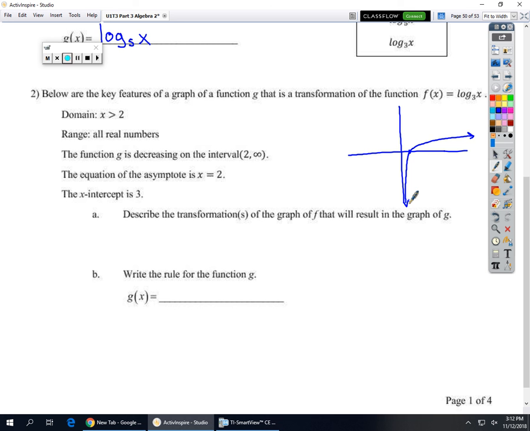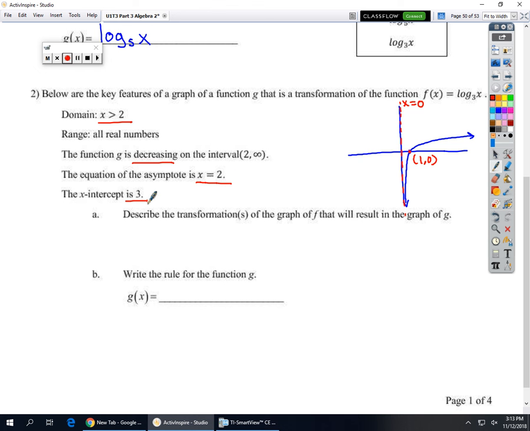So log typically has an asymptote at x equals 0. It has an x-intercept at the point (1, 0), and it just kind of goes off. And we're going to look at what happens here in this case. Well, the domain for log is usually x greater than 0, but the domain is x is greater than 2. Range is still the same. Log is usually increasing, but this time the function is decreasing. The asymptote has moved from 0 to 2. The x-intercept has moved from 1 to 3.